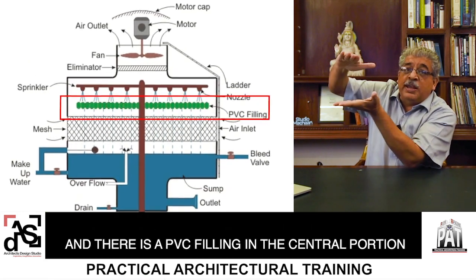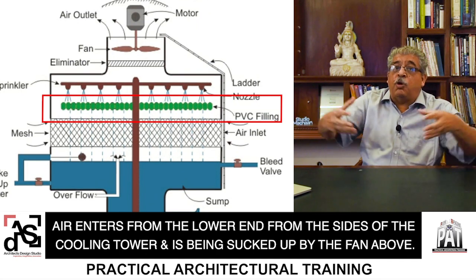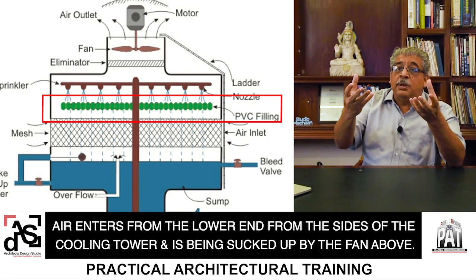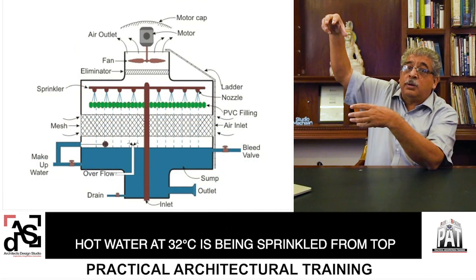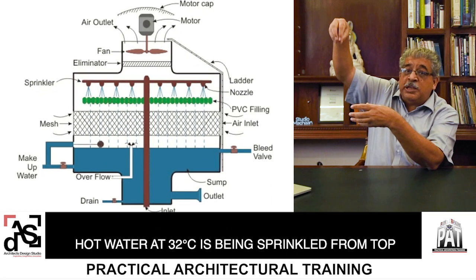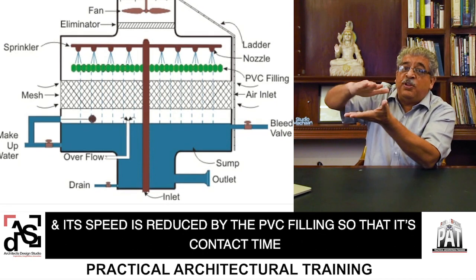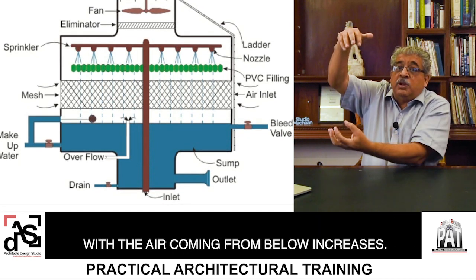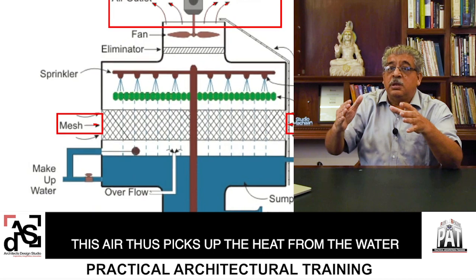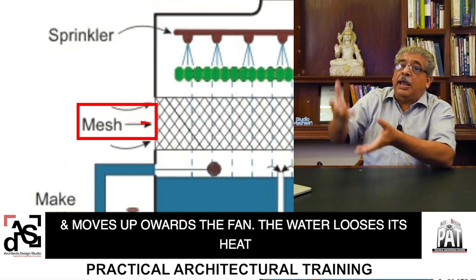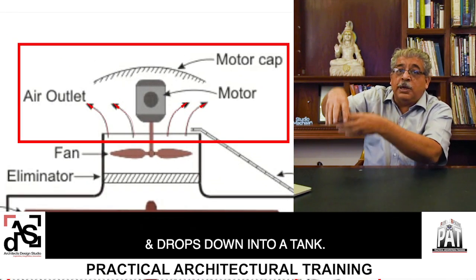And there is a PVC filling in the central portion. Air enters from the lower end, from all sides of the cooling tower, and is being sucked up by the fan above. Hot water at 32 degrees centigrade is being sprinkled from the top and its speed is reduced by that PVC filling so that its contact time with the air coming from below increases. This air thus picks up the heat from the water and moves up towards the fan. The water loses its heat and drops down into the tank.